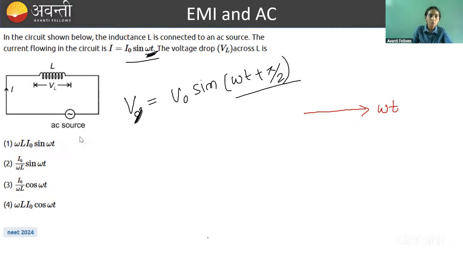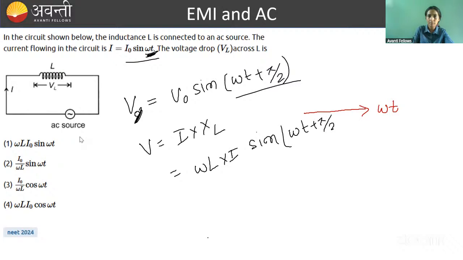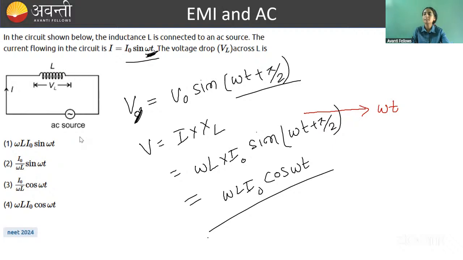Simple है. So if you write voltage, voltage को आप क्या लिखते हो? I into XL, right. XL is what? Omega L into I. आई को आई लिखो. And this will have a phase of how much? This voltage will have a phase of sin omega t plus pi by 2. यानी कि omega L I naught what? Cos omega t. This is how you can write it. Sorry, I really complicated it.